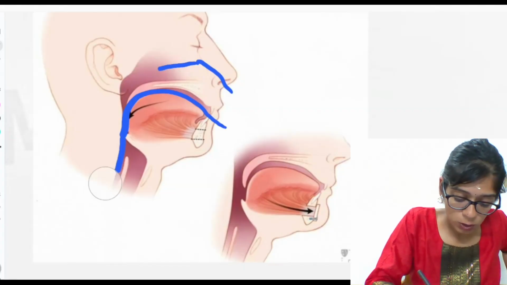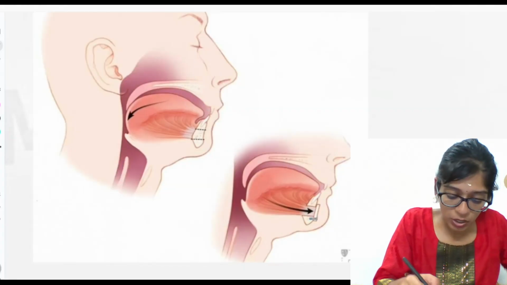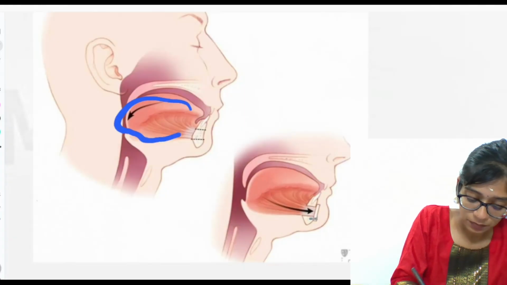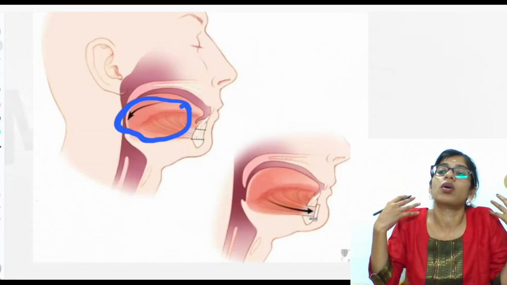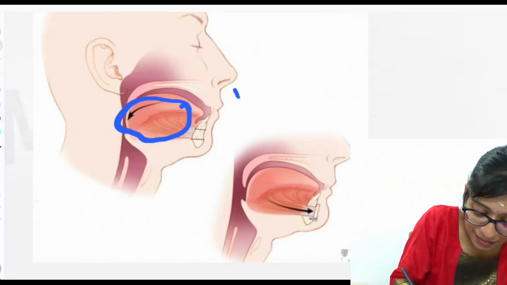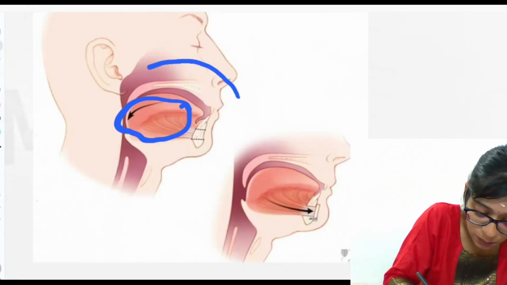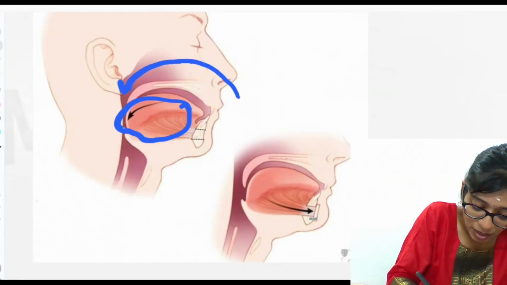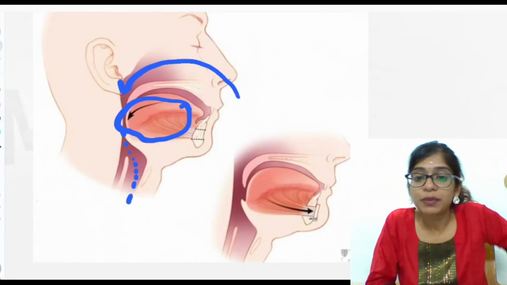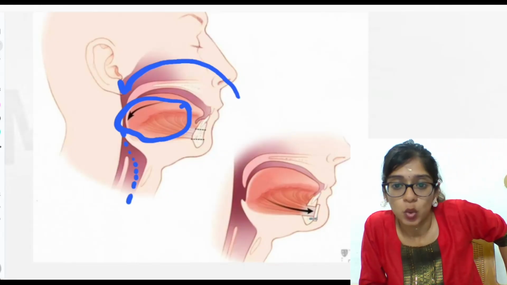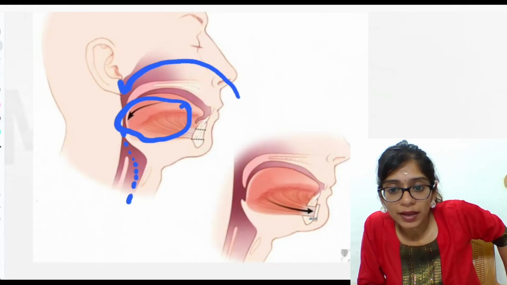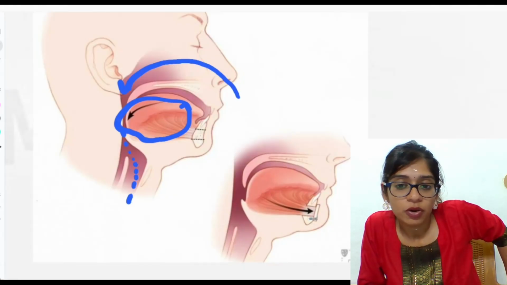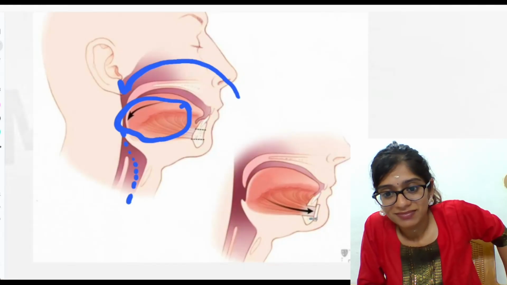Now, if genioglossus is paralyzed and has fallen back into the oral cavity, the air that the person is breathing, can it travel down and enter the windpipe? Can it? No. So there is going to be breathing difficulty, airway obstruction. So for all of us to breathe well, it is very important for the genioglossus to function well.